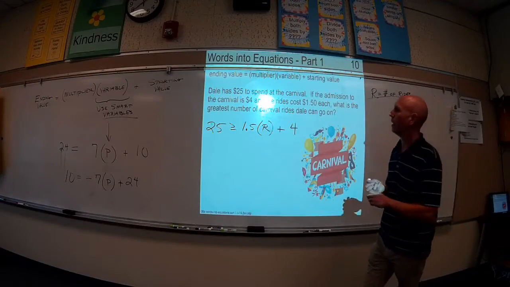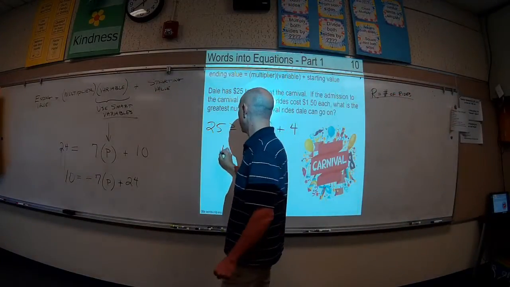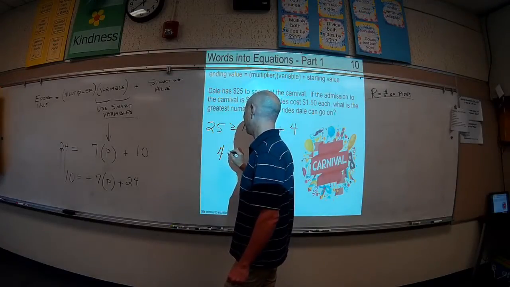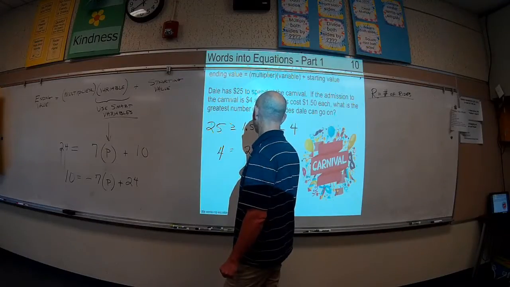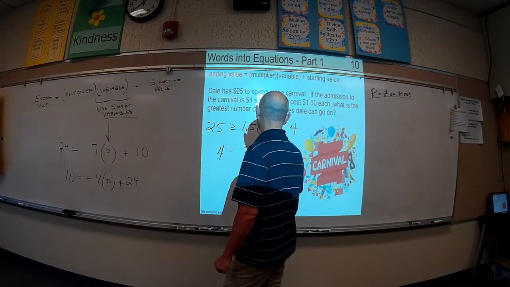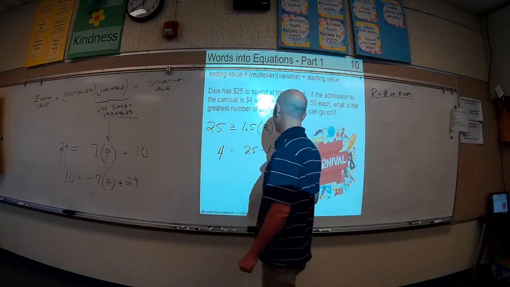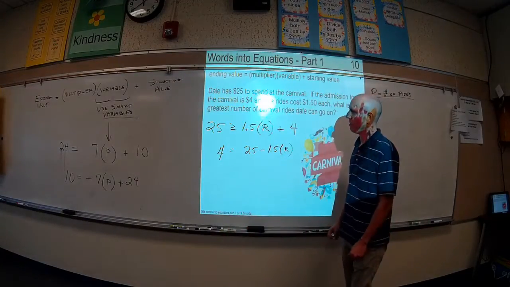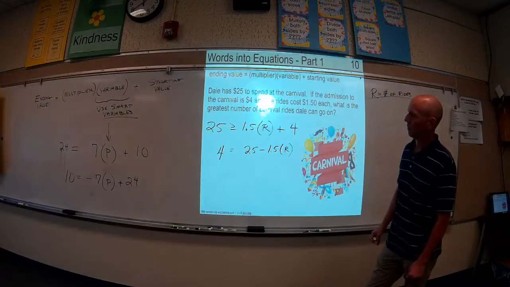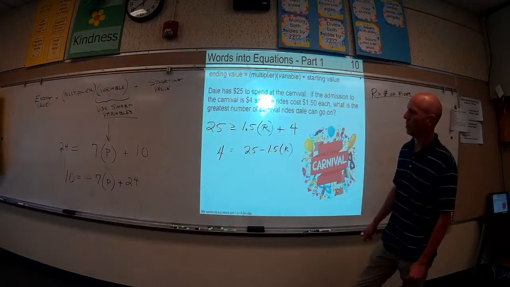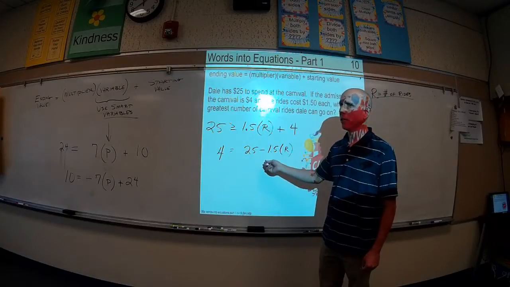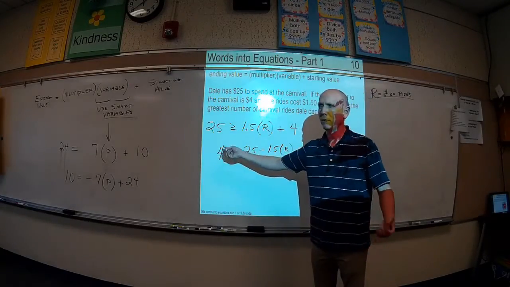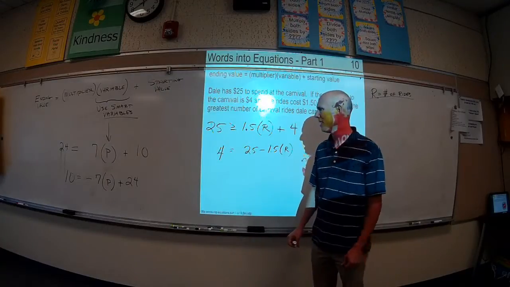Nico, you could model it another way with the 4. I guess you could model it like that. I don't like that. So $25, here's subtracting out each ride he goes on, and he still has to have enough $4 to get in or something. It's not as clean.